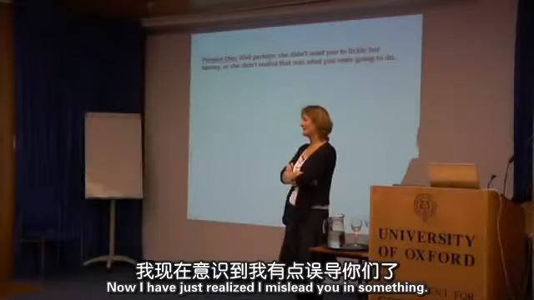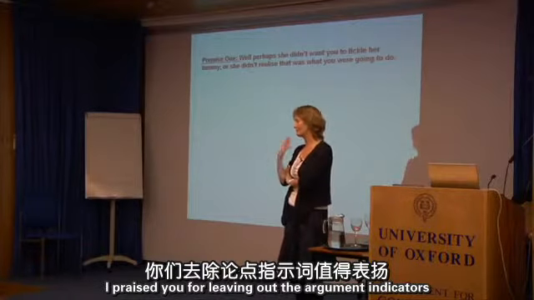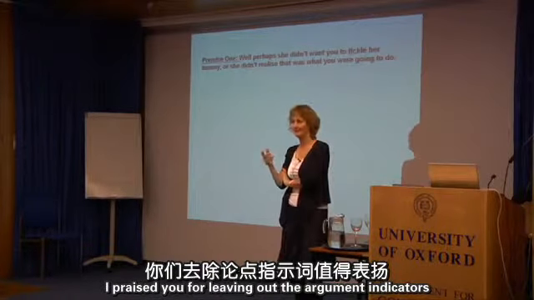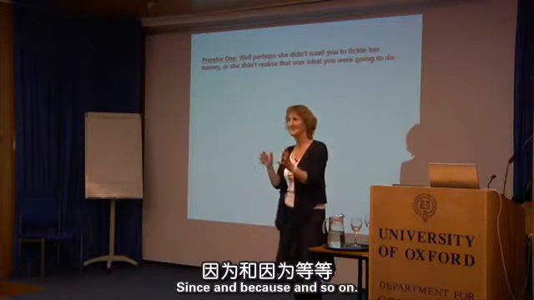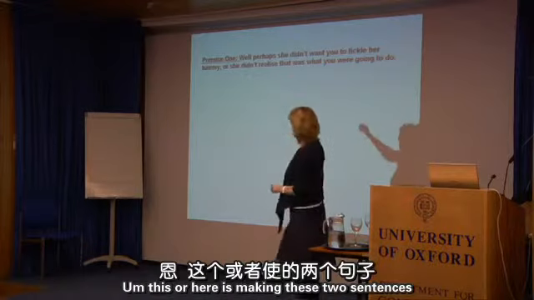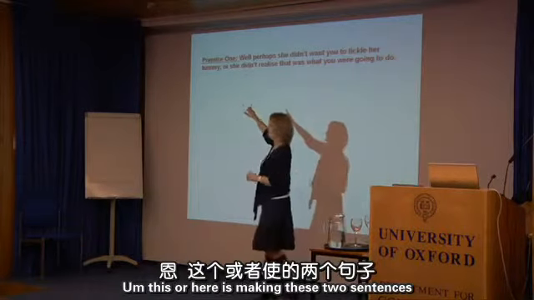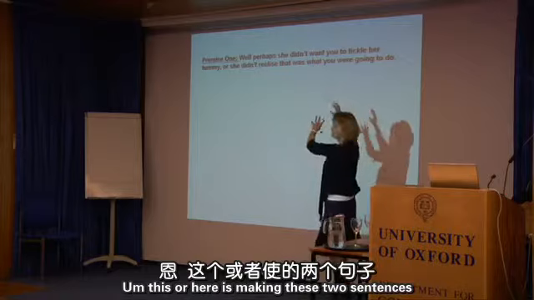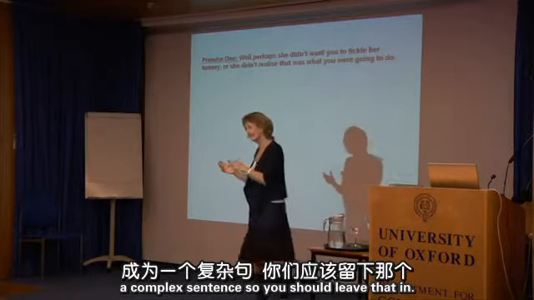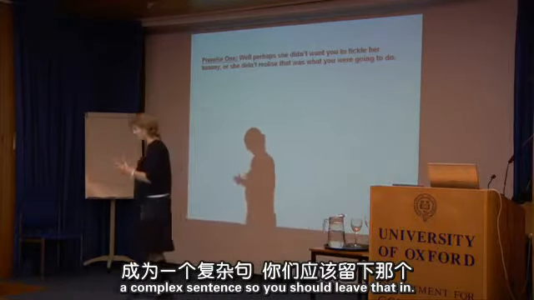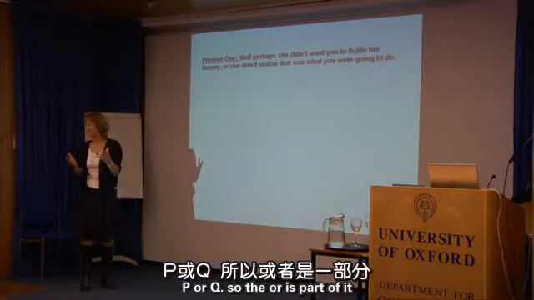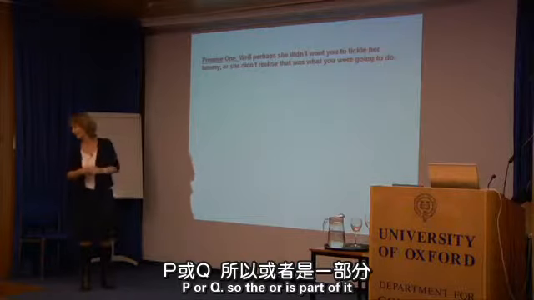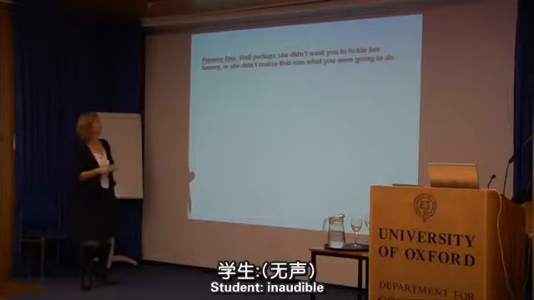Now, I've just realised that I've misled you in something, because I praised you for leaving out the argument indicators, whereas actually the only argument indicators I want you to leave out are the sinces and the fors and so on. This or here is making these two sentences into a complex sentence, so you should leave that in. Okay, so the premise there, you can see the structure of that, can't you? P or Q. So the or is part of it.